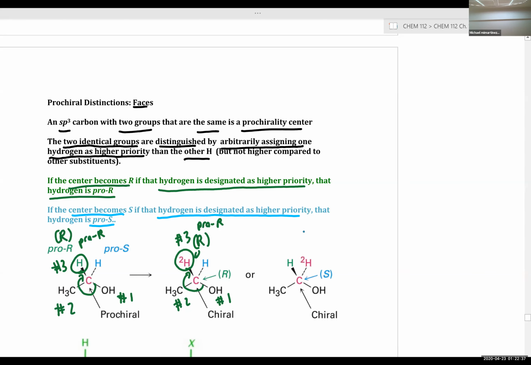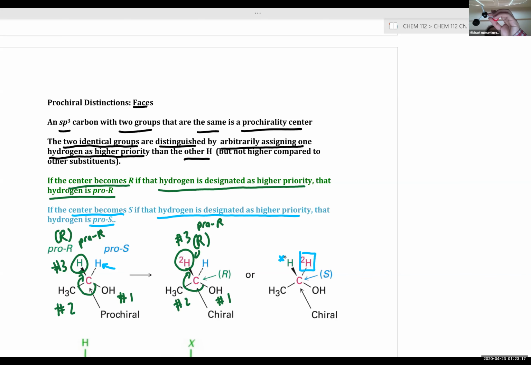So let's suppose for a moment that we designate this hydrogen in the back as higher priority. So this hydrogen in the back is higher priority. So if we rotate our molecule to put this hydrogen in the back, let's look at a picture of this.